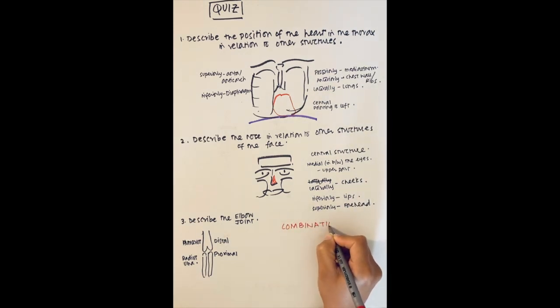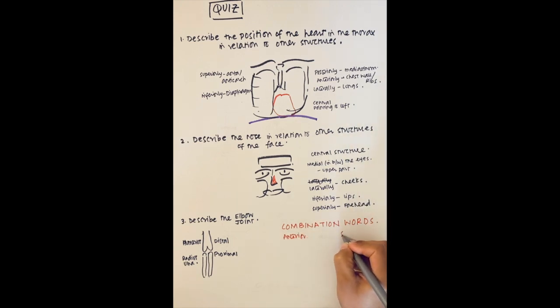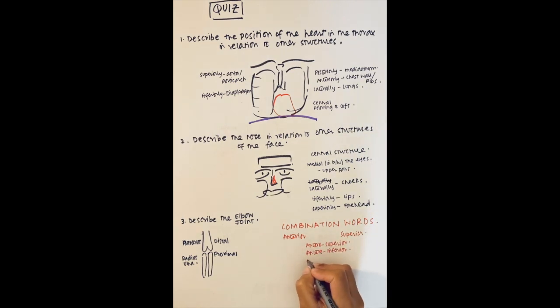Last comments, you can combine all of these words together. So if you wanted to say something is in front of but also above something else, then you could put anterior and superior together and say anterior superior. Same with anterior inferior, anterior medial, and anterior lateral.